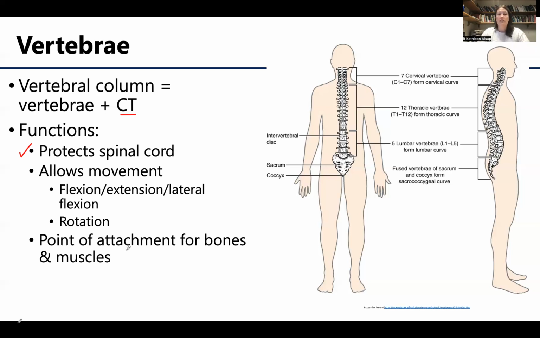Also importantly, the vertebral column is going to be a point of attachment for bones and muscles. So you're going to have ribs attaching to the thoracic vertebrae. You're going to have a tremendous amount of muscles in this region. A lot of muscles that we don't talk very much about the details. They play a big role in terms of posture, but those are going to all have some form of attachment to this vertebral column.